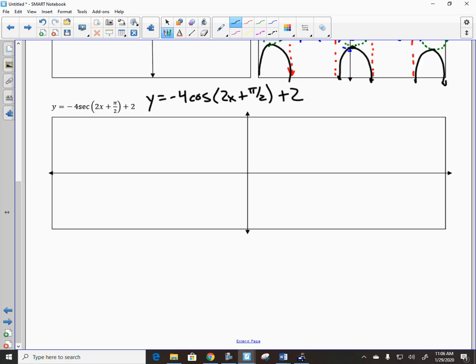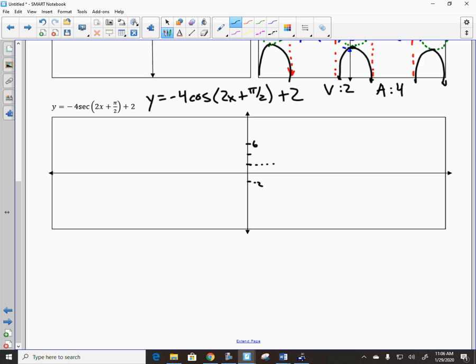What is the vertical shift? Good. What is the amplitude? If the vertical shift is 2 and the amplitude is 4, what is the maximum value of the graph? 6. What's the minimum value? Negative 2. Very good. So I'm going to go 2, 4, 6, and then negative 2.